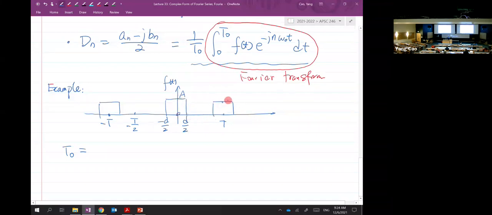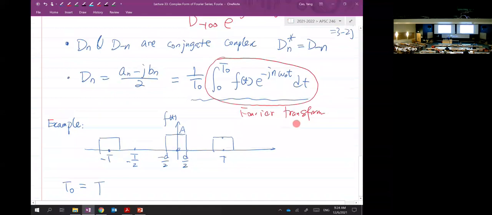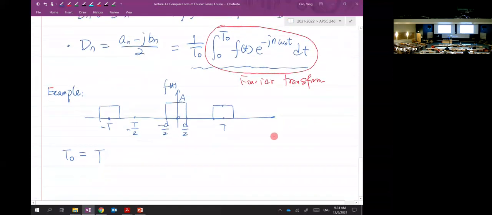You go up to here and then start to repeat itself. So the period here is just capital T, as shown in this graph here. Once we know the capital T, or the period, I can start to apply formulas. As I said, we need to write it into the complex form.